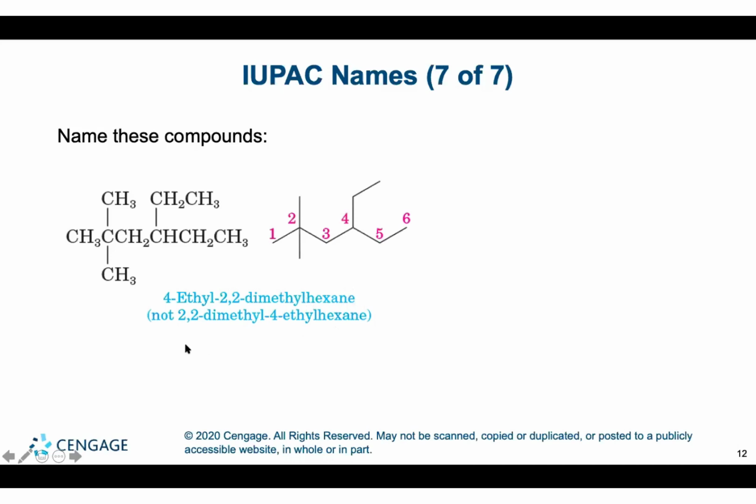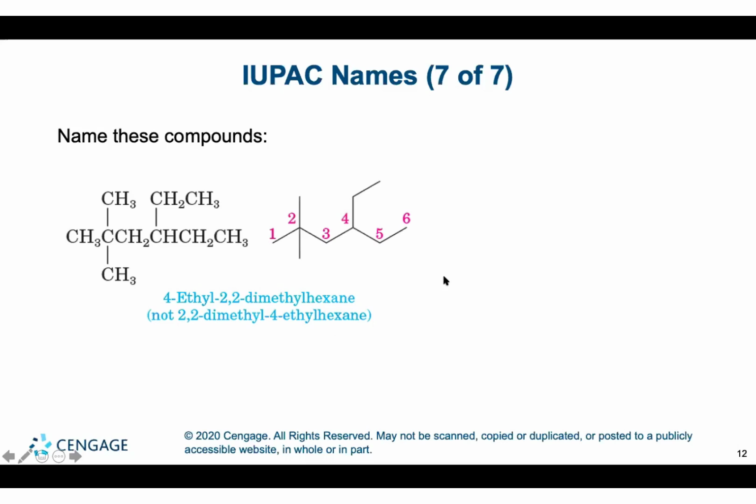2,2-dimethylhexane. This is not correct, right? The bottom one, 2,2-dimethyl-4-ethylhexane. Why? Because it's when I start numbering from the right, and we said it's not correct because we don't reach the branch sooner than the left side.